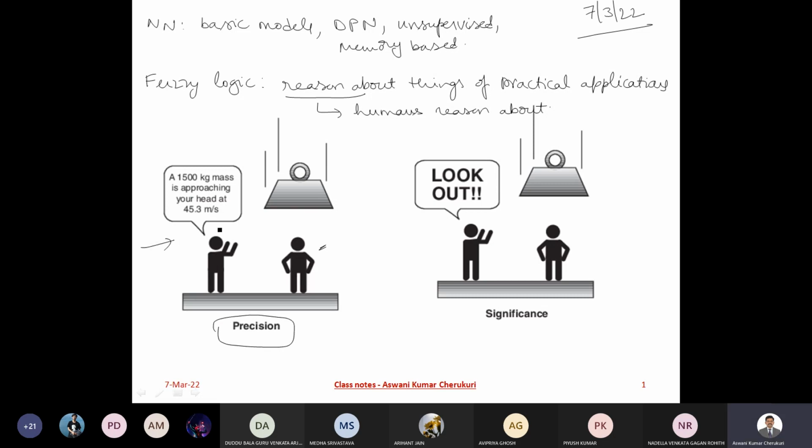If he says a 1500 kg mass is approaching your head at 45.3 meters per second, then by the time the guy understands what this fellow is talking about, it's all gone. The idea is that he has to alert this gentleman saying, look, something is falling. Look out, jump, move. Or else, if he thinks that by the time he announces and the other realizes what is happening and acts, it is going to take a lot of time, obviously he will come and push this fellow. Some kind of an action. These are all the practical scenarios.